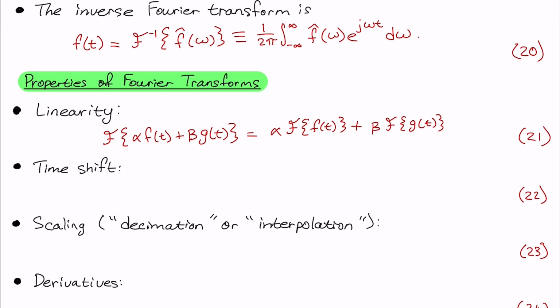The second one is what's known as a time shift, which we saw on Tuesday. So if we want to compute the Fourier transform of the function f of t minus a, this is equal to e to the minus 2 pi j times a omega multiplied by the Fourier transform of f of t.